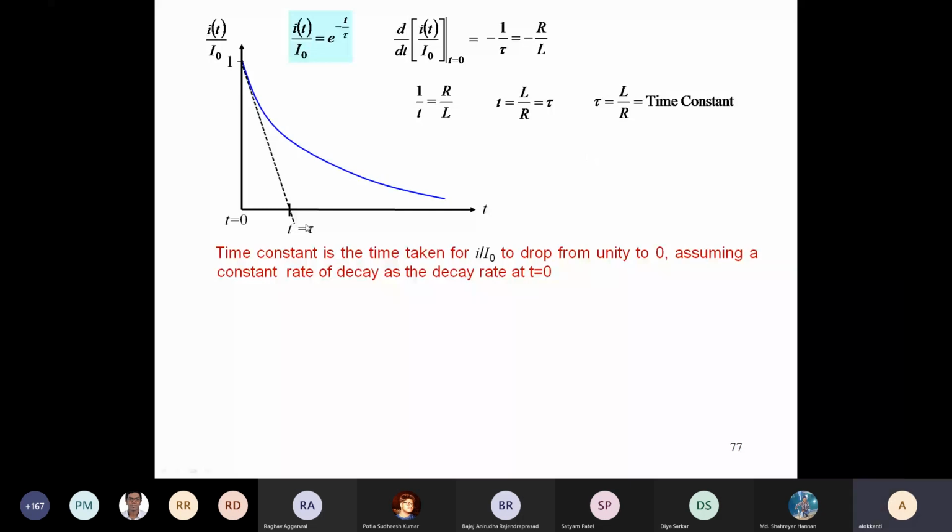In many books you will find other definitions. Suppose in the expression for I(t) by I naught, you put t equal to tau, the value becomes e to the power minus 1, which is 0.367.